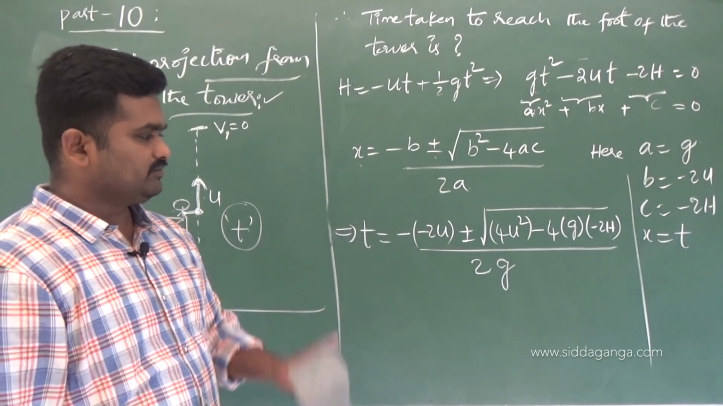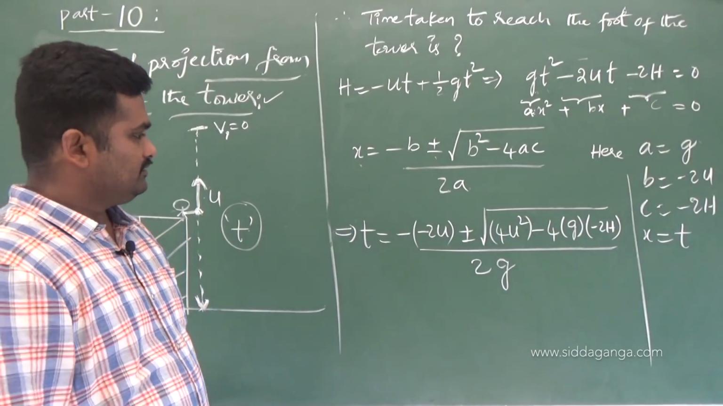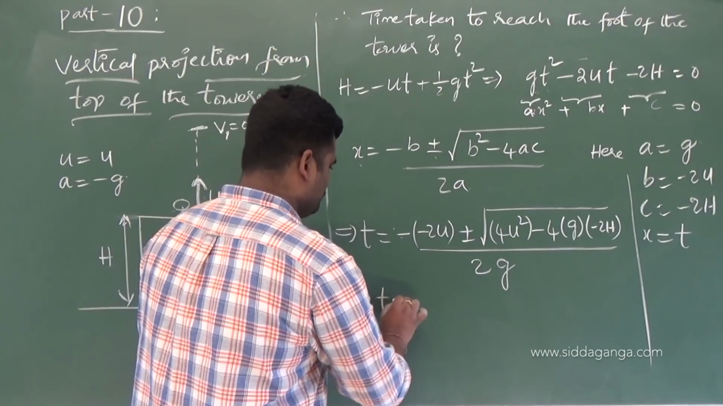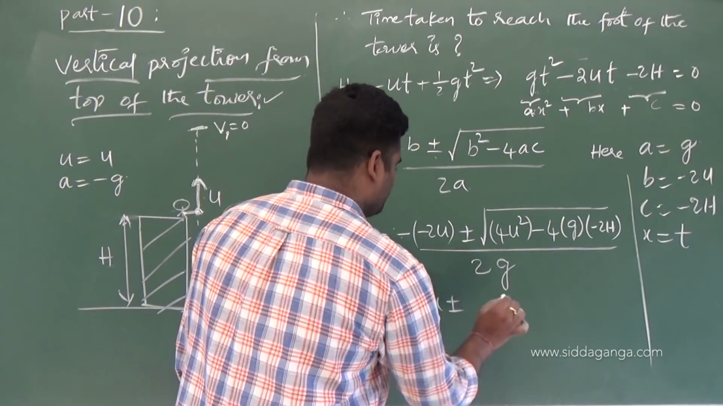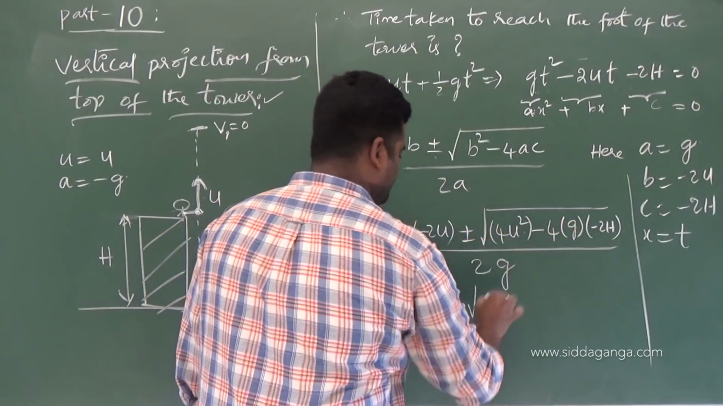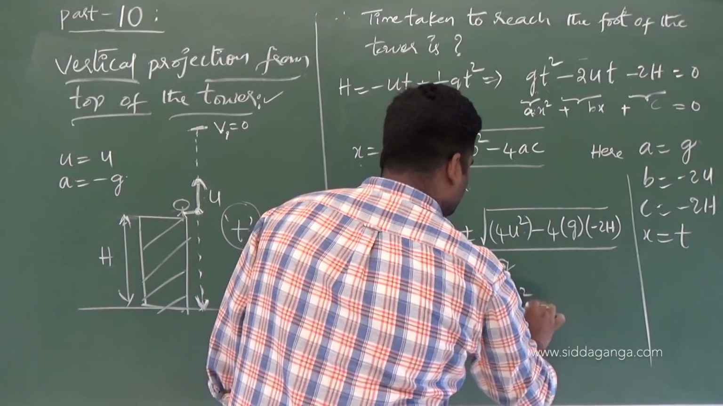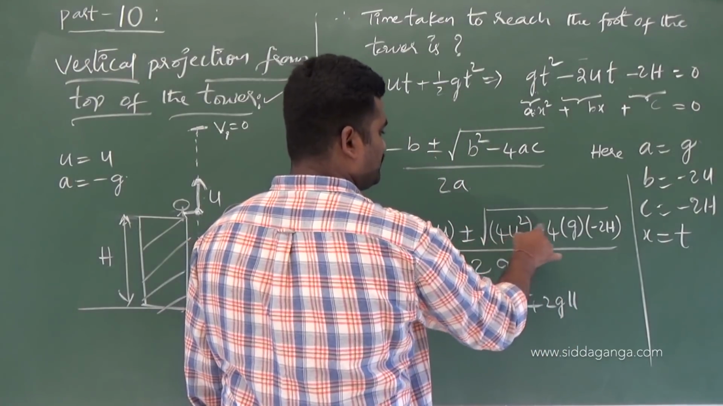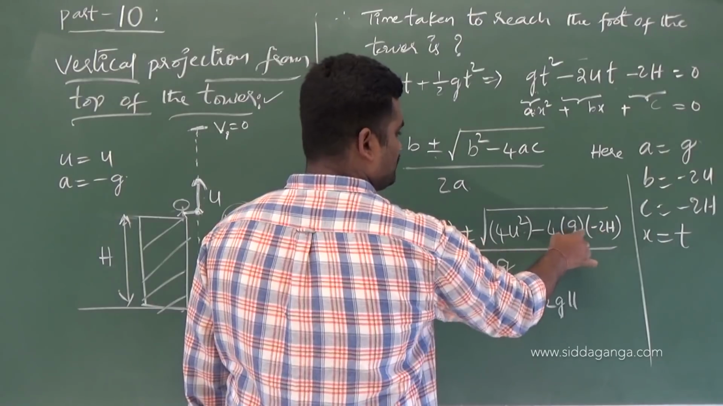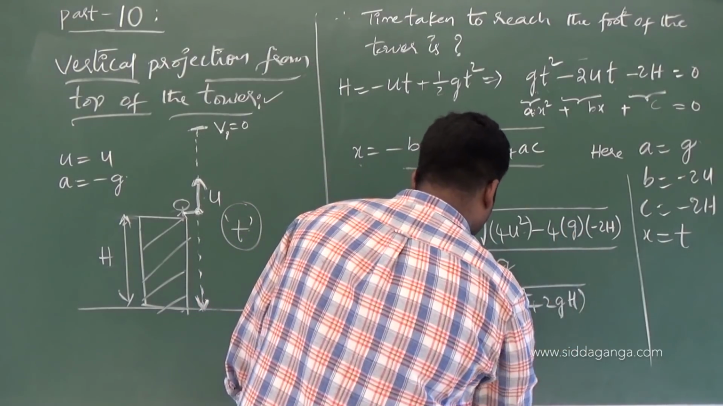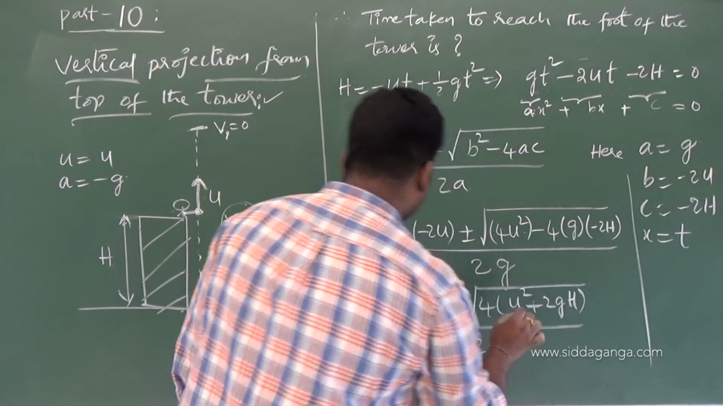How they will ask the problems on them, I will also explain. Just go through. So finally, minus into minus is plus. So t equals 2u plus or minus root of, I will take 4 common from this: 4 into u square plus 2gh you will get. I have taken 4 out, the remaining is u square plus 2gh. This is whole divided by 2g.